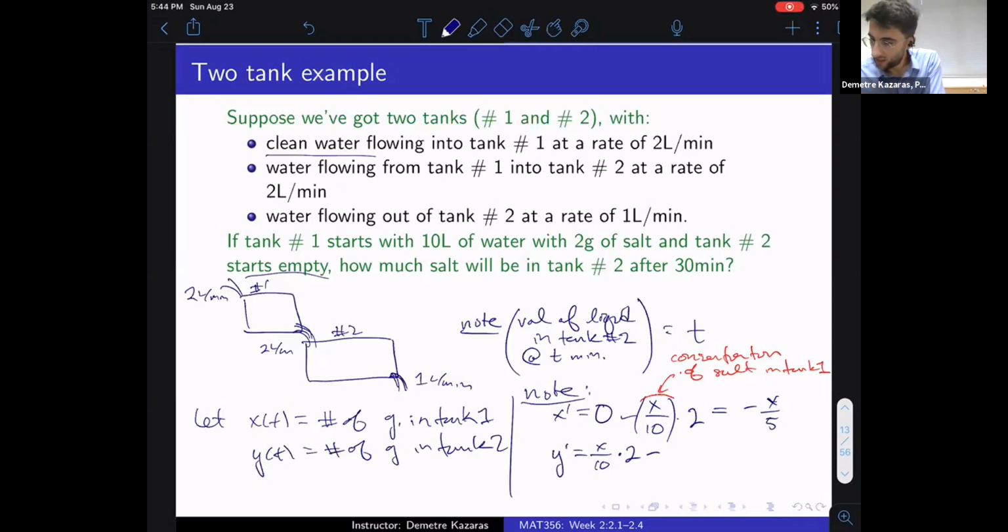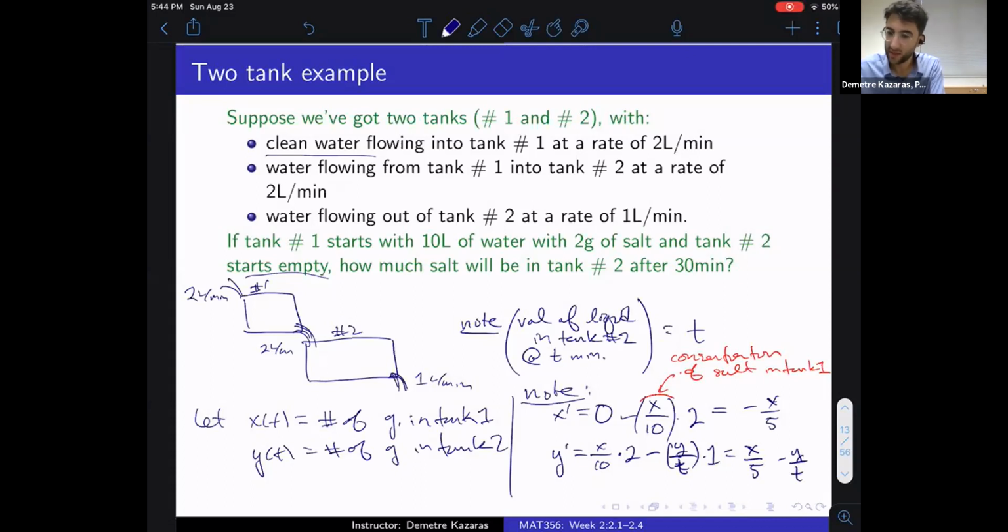Well, that is going to be the concentration in tank 2, which is y over the volume at time t, which is t. Remember, the volume of this tank changes over time. It's not always constant, it changes. And at time t, it's t. So this is the concentration of salt in tank 2, sorry. And then you need to multiply by the rate at which it leaves, but that's just 1. Okay, so what do we get for y prime? y prime is x over 5 minus y over t.